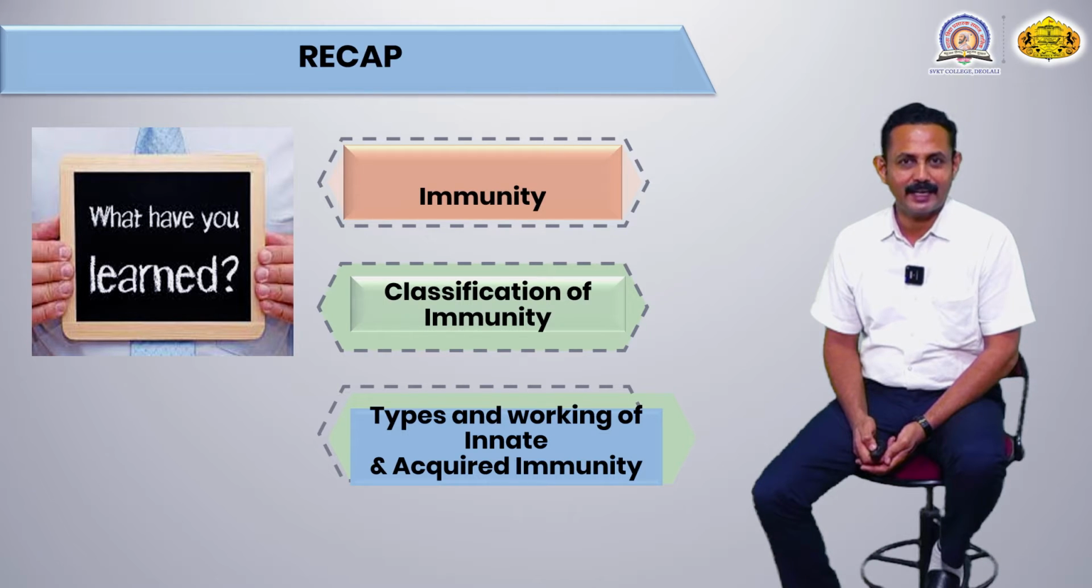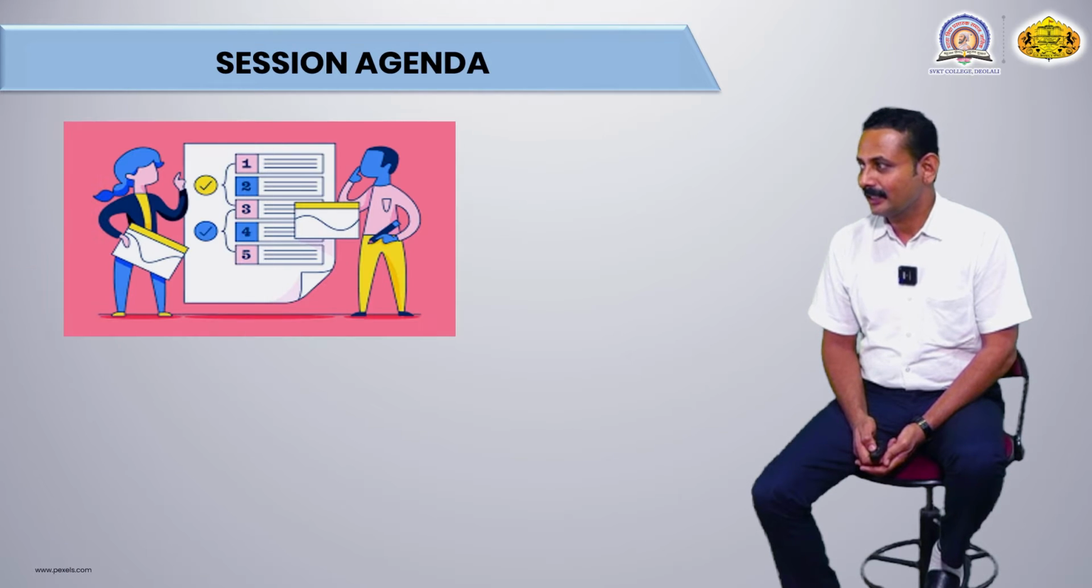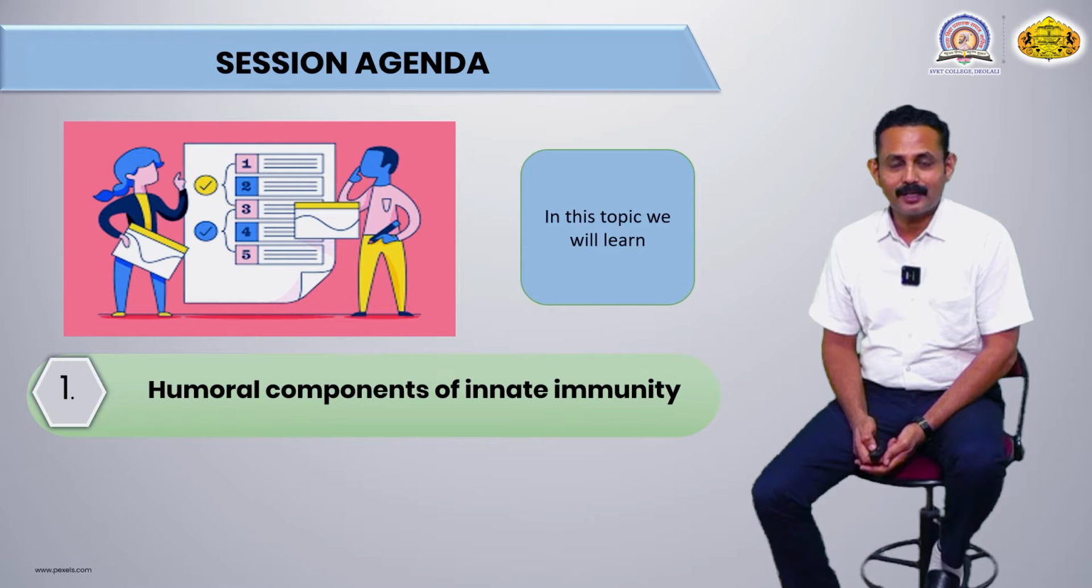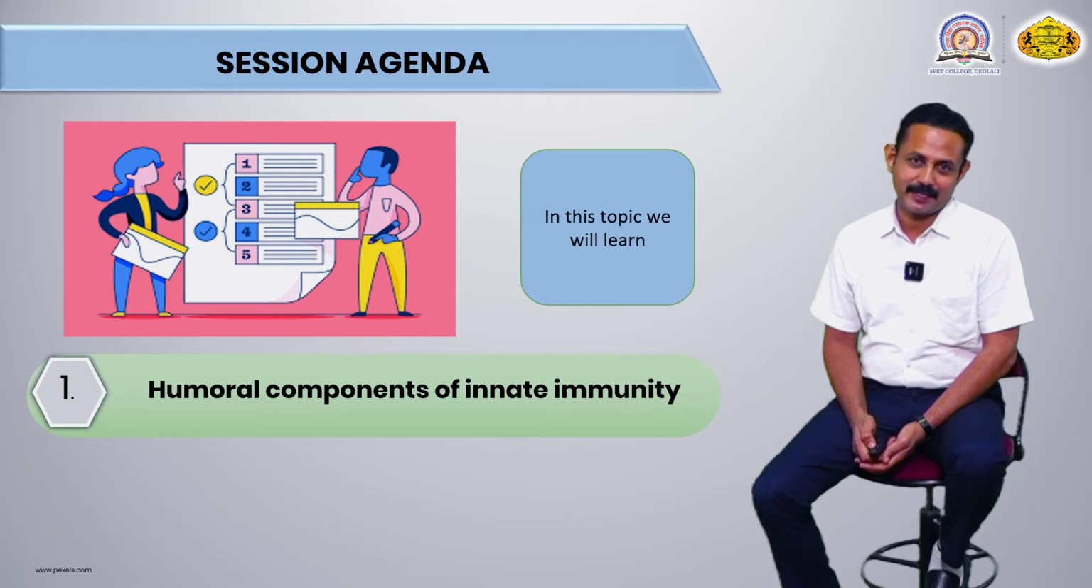These innate and acquired immunity are the two principal types of immunity, and we have seen how they work at different levels to fight against different types of pathogens. Now, in today's session, we are going to learn the humoral component of innate immunity.